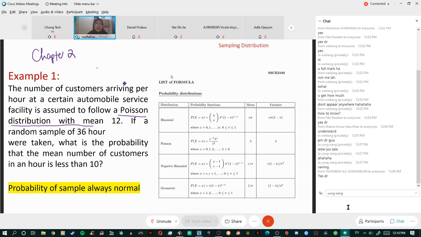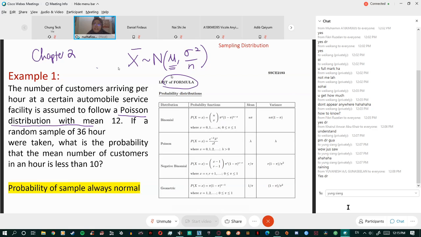So we have here the distribution for x bar is N(mu, variance divided by n), right? So remember, for your probability of sample, you need to know how to find the value of mu and the value of variance. In this example, they did not directly state the value of variance, so use this list of formulas. Your statistical table also has this formula.